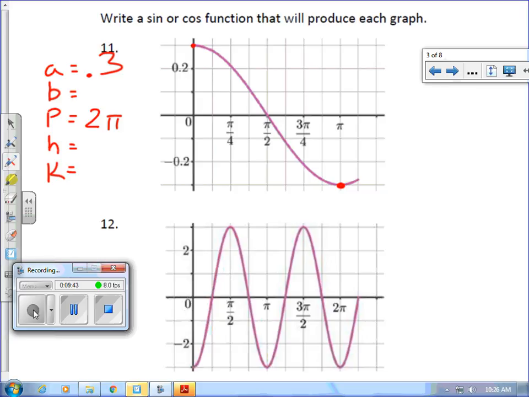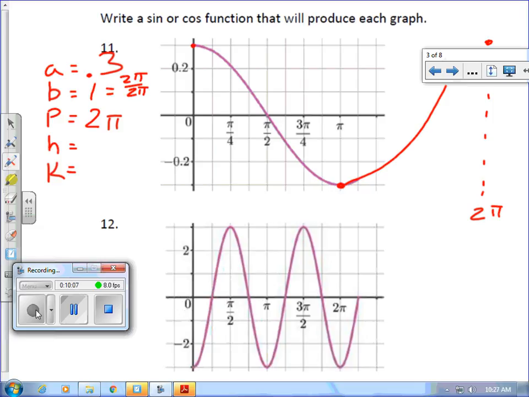B is the number of cycles between 0 and 2 pi. It just finished up right here at 2 pi, so we have one complete cycle. And you can get that just by using the formula: 2 pi over 2 pi, which is 1. So we found B, we found A.